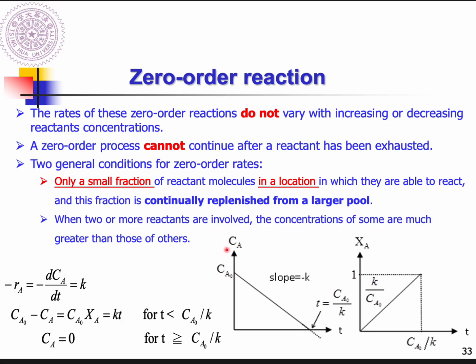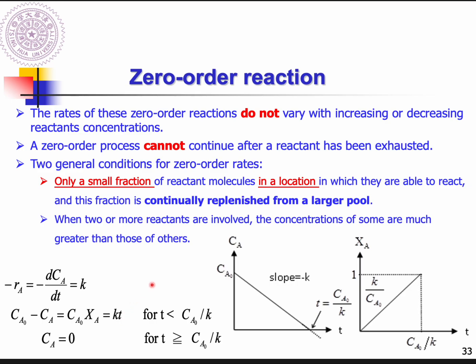So when you write down CA as a function of T, this is Y, this is X, so the slope will be minus K. And if you write down XA as a function of T, this is Y and this is X, so the slope will be K divided by CA0.